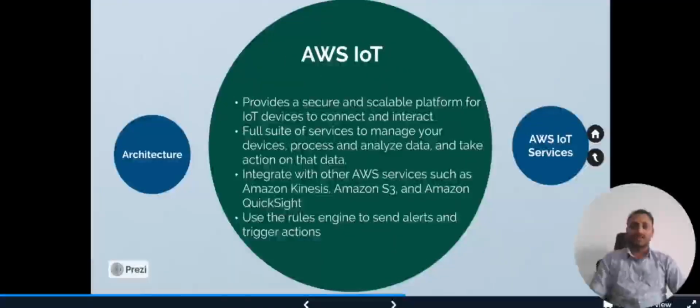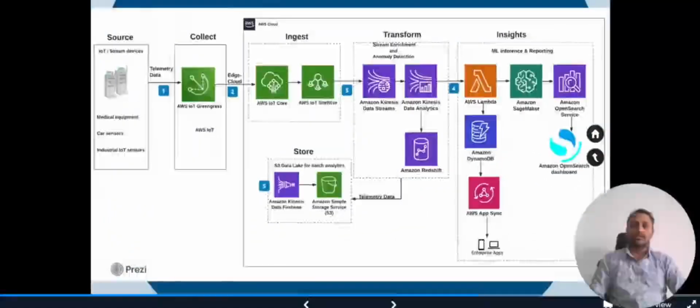So next we'll look into the architecture. Here we can look into the IoT solution architecture where the IoT services are used, and we can see where these AWS IoT services fit into this architecture. First we can see IoT devices such as medical devices, car sensors, industrial IoT sensors that generate the data. This telemetry data is collected using AWS IoT Greengrass, an open source IoT edge runtime and cloud service that helps your devices collect and analyze data closer to where data is generated.